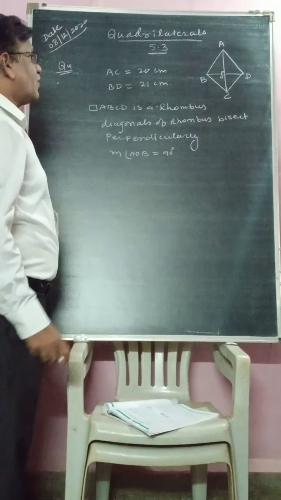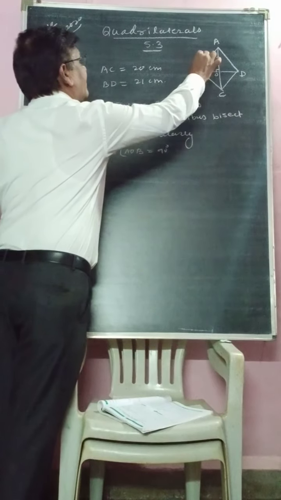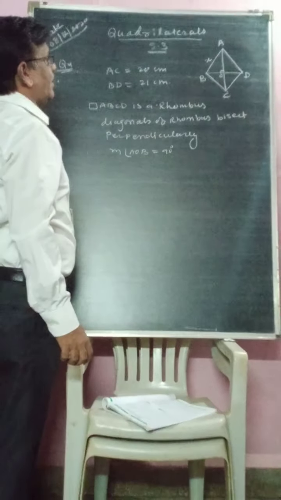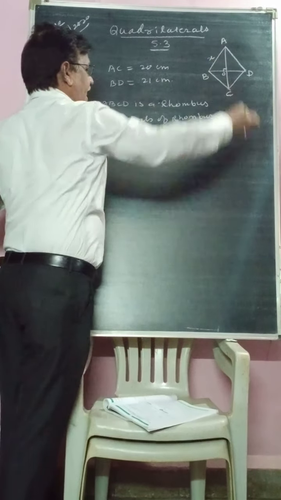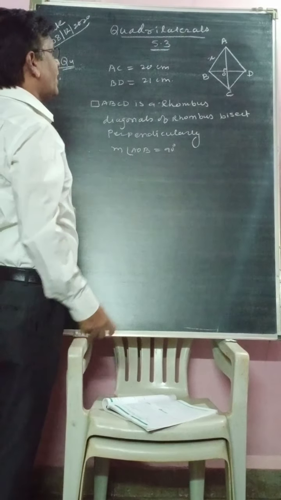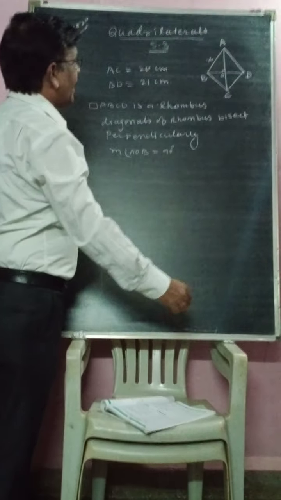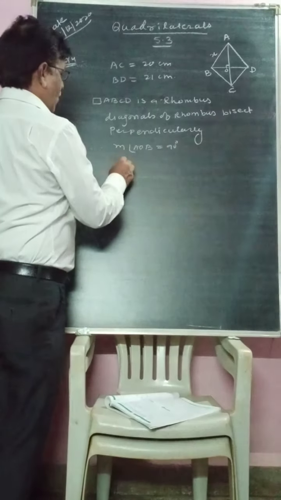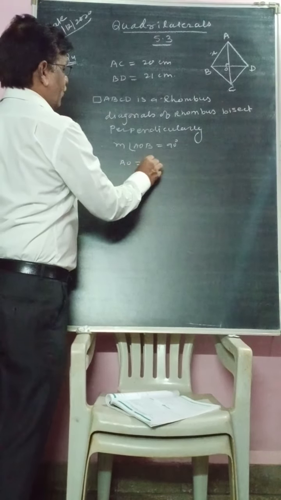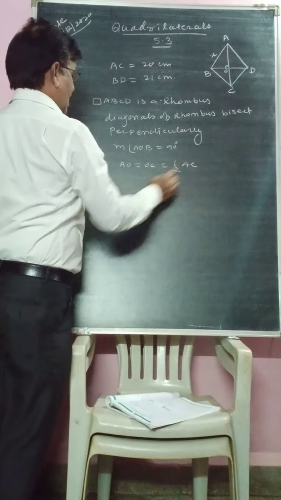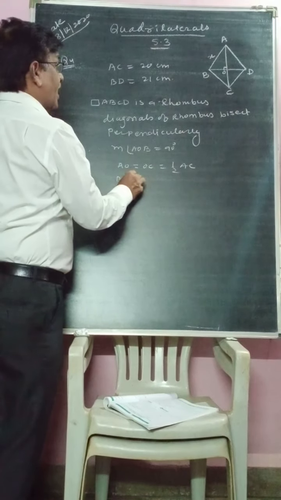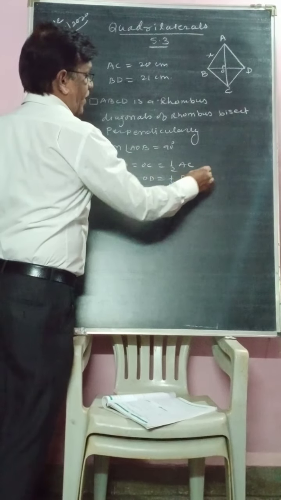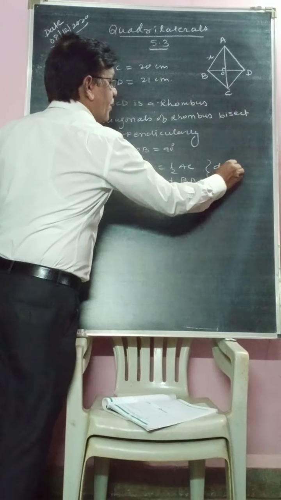Now let this side AB be X. The diagonals bisect perpendicularly, which means AO is equal to OC and BO is equal to OD. So you can say that AO is equal to OC is equal to half of AC, and BO is equal to OD is equal to half of BD. Diagonals bisect perpendicularly.